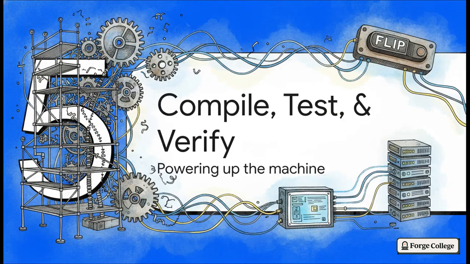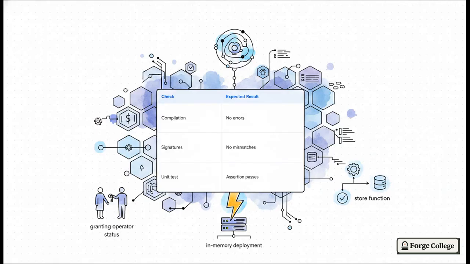Let's power this up. Section 5, compile, test, and verify. Powering up the machine. Okay, the scaffolding is up, the parts are machined, the wiring is completely connected. It is time to flip the switch. We are powering up the machine to see if it actually works by initiating our fast compile and test cycles. And a successful power-up diagnostic looks exactly like this.